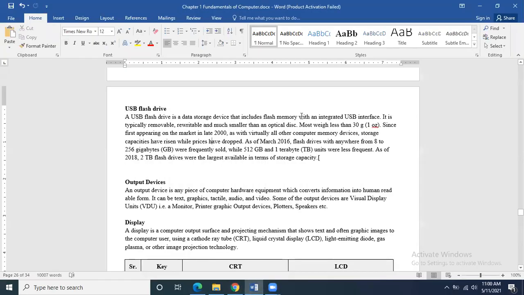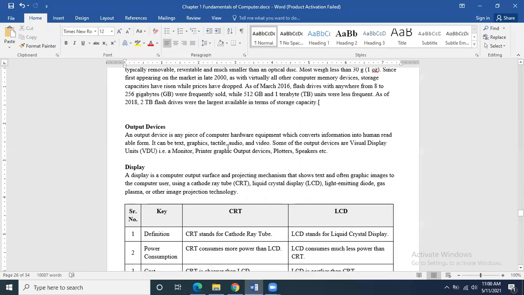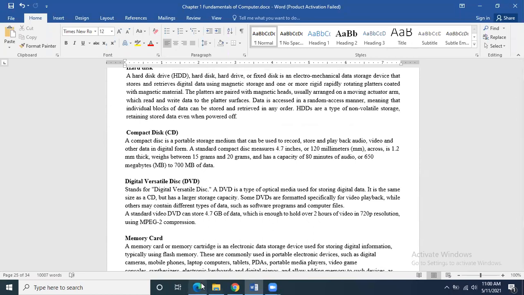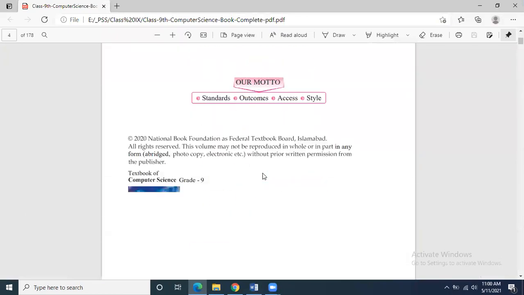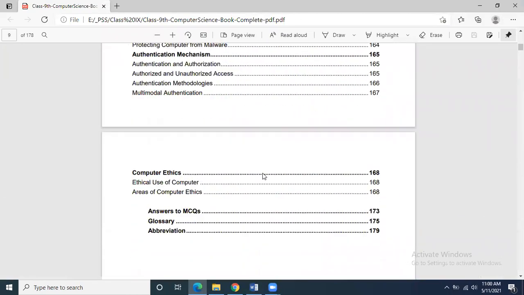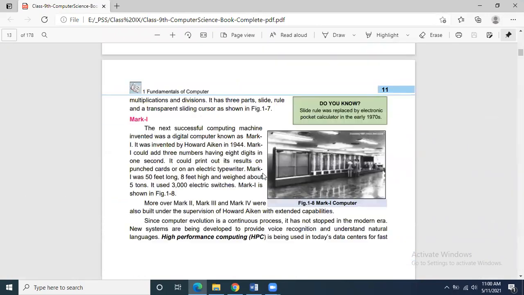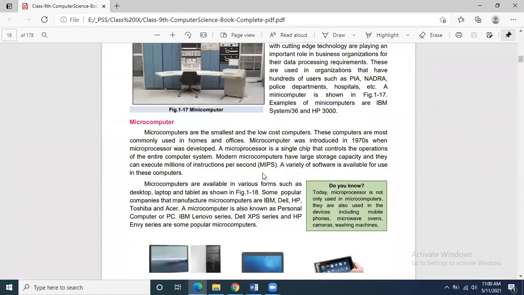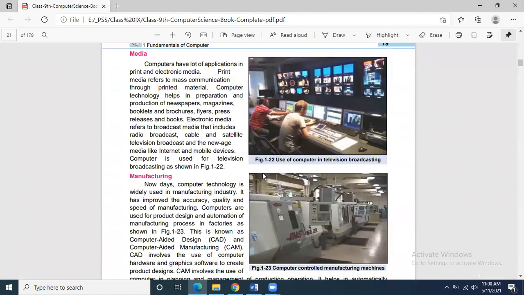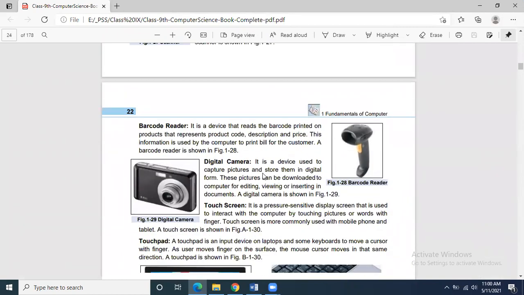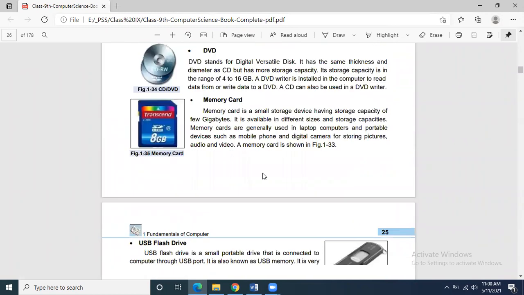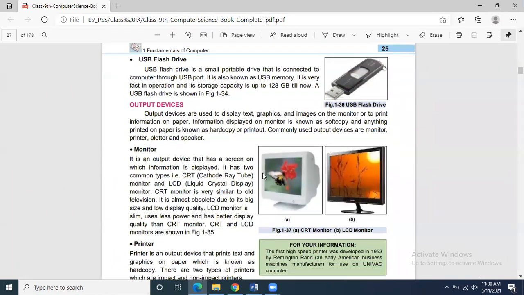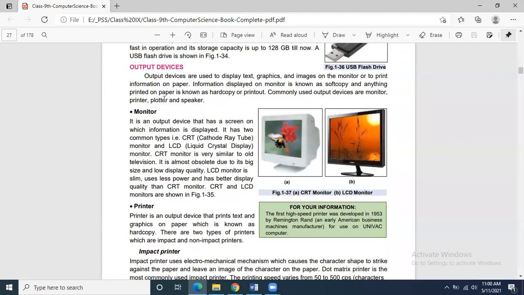So I hope that you will be able to write about USB if it comes in your paper. If it comes for 3 marks, you'll be able to define these storage devices. Normally the definitions come, or to describe what is USB, what is the purpose of the memory card. Because when this course was developed, these things were not that common, but nowadays everyone knows about these things. So that's why these things are not that difficult. This is a quite easy topic.